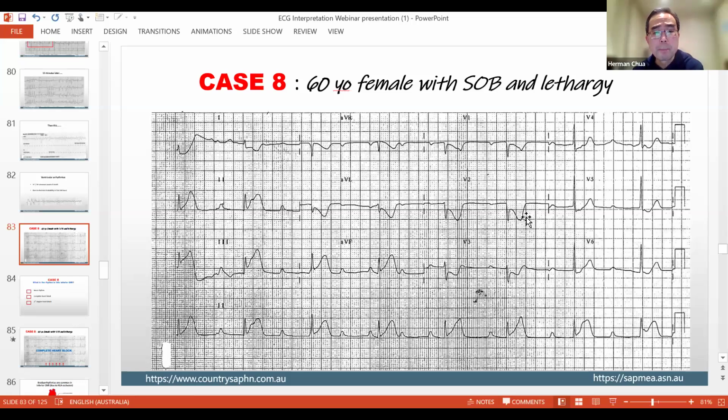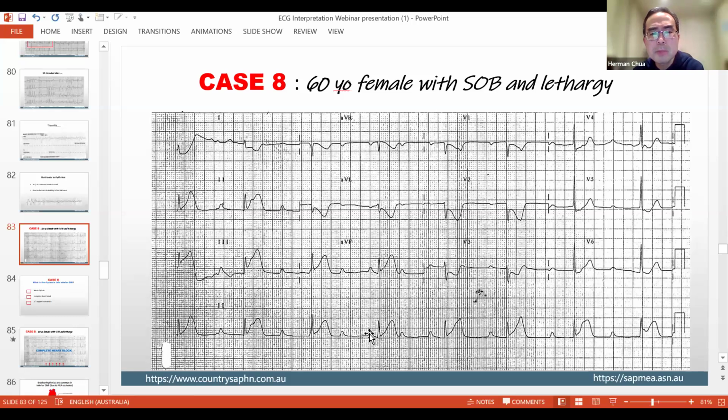What about the rhythm? First of all, there are two rhythms here. There is the ventricular rhythm, which is represented by the QRS, and there's the atrial rhythm, which is represented by the P wave that you can actually see here on the screen.